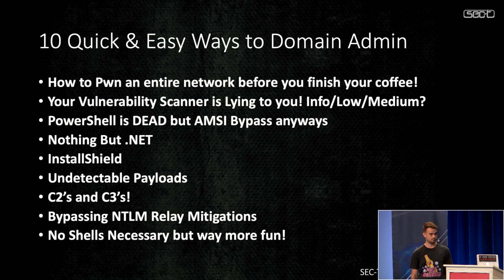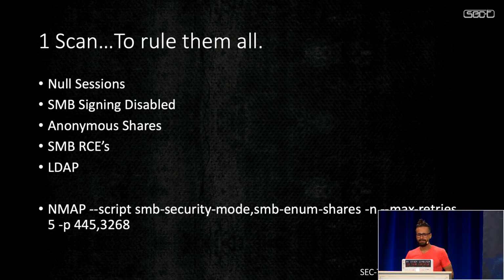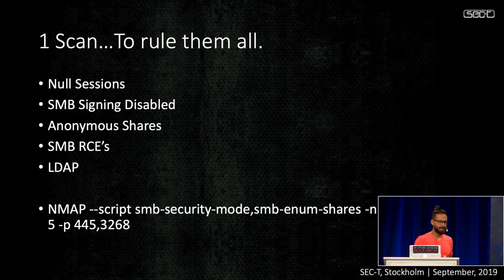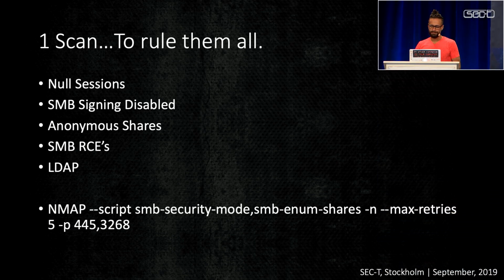Absolutely. So one of the tactics, once you're on the inside, is very rudimentary and simple. I call it the one scan to rule them all. Just a quick Nmap scan. I'm only looking at 445, which is SMB, and 3268, so I can identify LDAP. And I'm just doing really simple checks. Null sessions. Do you have SMB signing disabled? Are there anonymous shares? If you want to look for SMB RCEs, you can go for that. And then you find where your LDAP is.